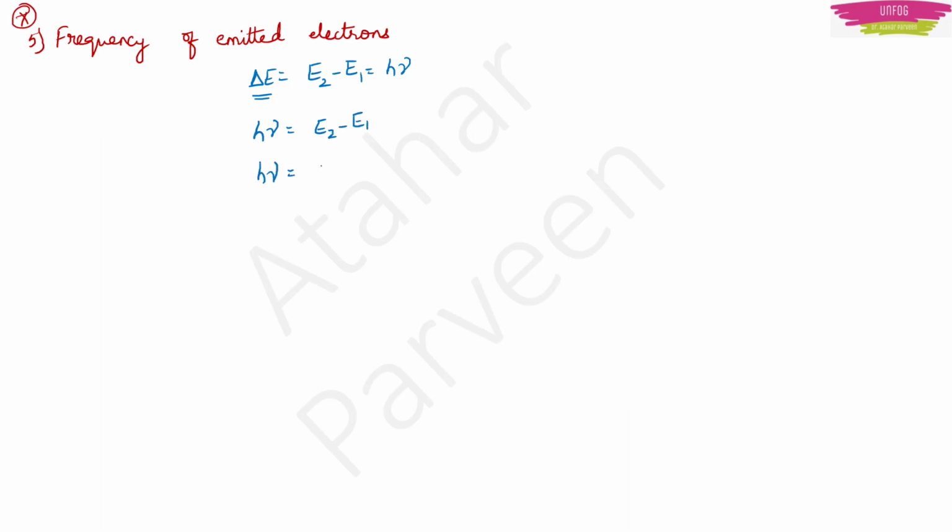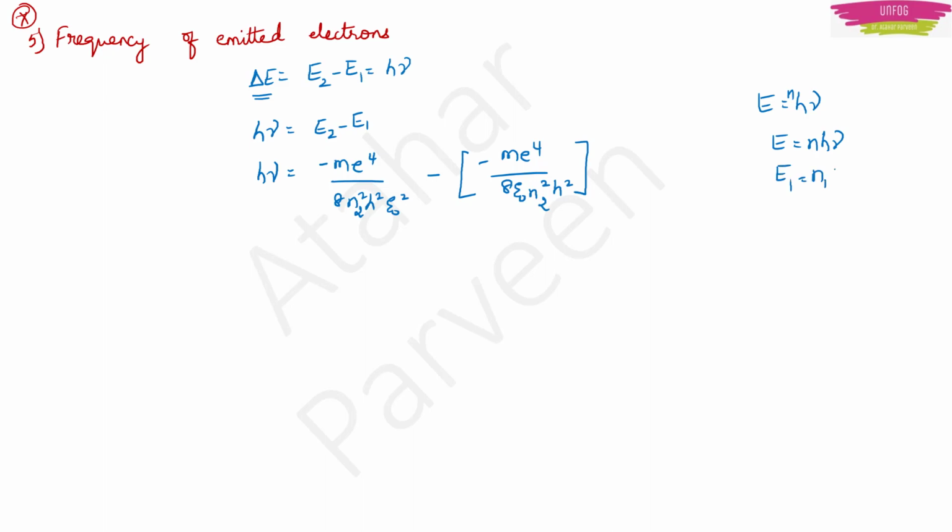Okay. After writing the values of energy here, if you take the constant values as common. Okay. Let me write it down. m e to the power 4 by 8 n square h square epsilon naught square, right? Then minus again minus of m e to the power 4 by 8 epsilon naught n square h square, right? But here in place of E2 I will write n2, in place of E1 I will write n1, because E is equal to n h nu. Okay, n h nu actually. See, I will write it again. E is equal to n h nu. So E1 should be n1 h nu, E2 should be n2 h nu, and so on, right? So I wrote n1 and n2 here. In place of E1 I will write n1 here.